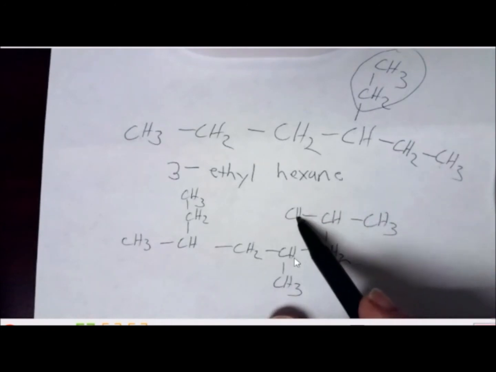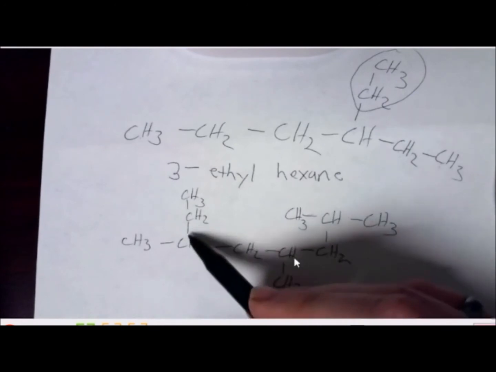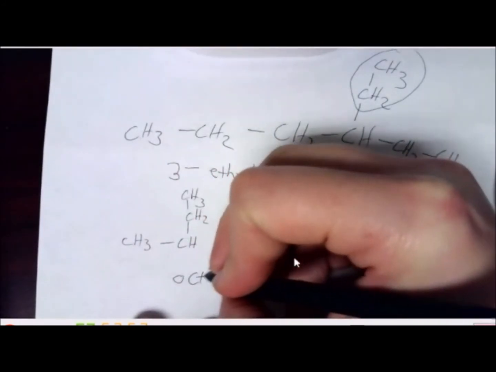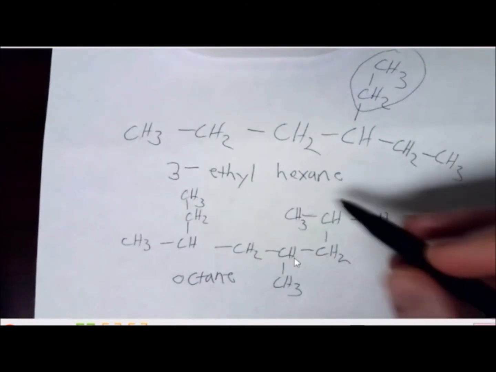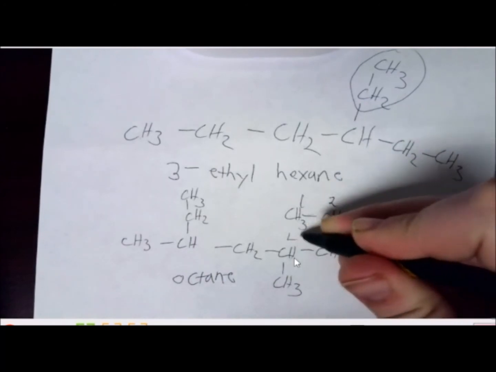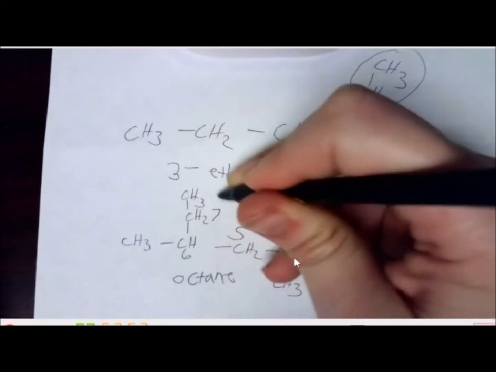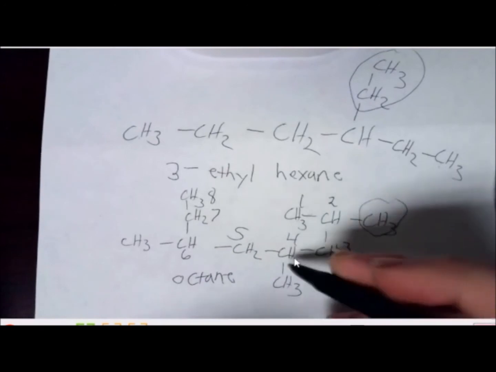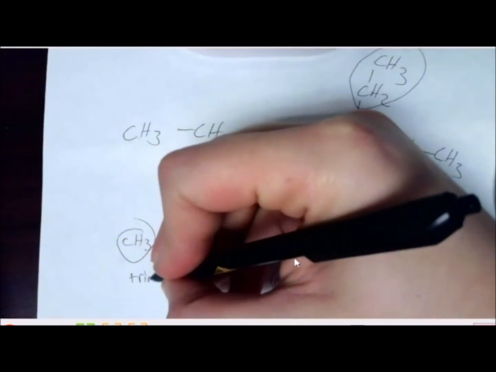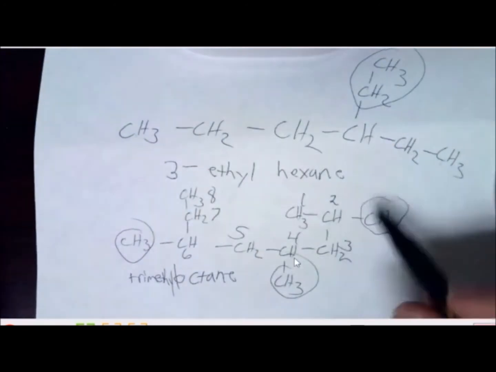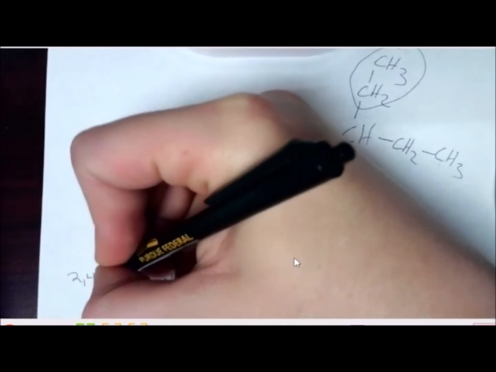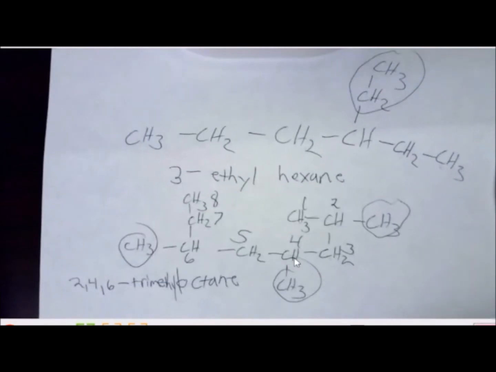What is the longest chain? 1, 2, 3, 4, 5, 6, 7, 8. So this is a form of octane. What's coming off of it? If I count, the lowest numbers would have 1, 2, 3, 4, 5, 6, 7, 8. So we have a methyl, another methyl, a third methyl. So it'd be trimethyl. And they're coming off at the 2, 4, and 6 position. So we call that 2,4,6-trimethyloctane.